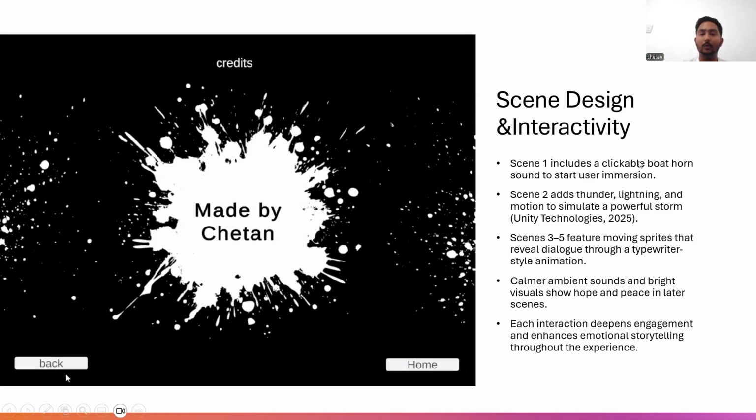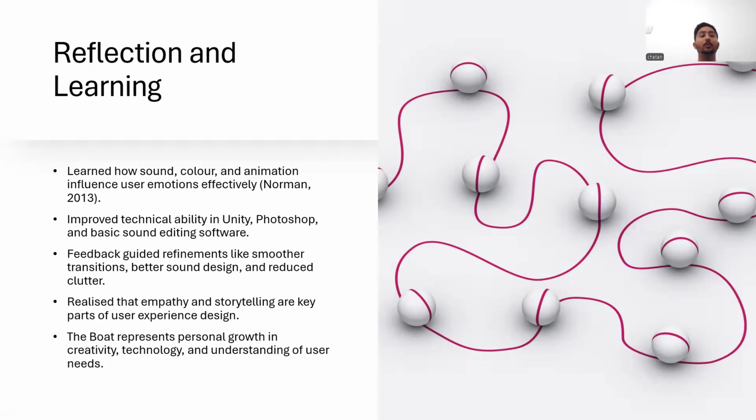So now we are going to the next slide. Here we will go through the reflections and what we have learned while working on this project. Through this project, I was able to learn how design, sound, and animation can transform or modify the user experience. I also developed my skills in Unity and Photoshop, learning to make transitions more seamless. Feedback by tutors allowed me to eliminate clutter and concentrate on emotional understanding. I also learned the significance of empathy in UX design.